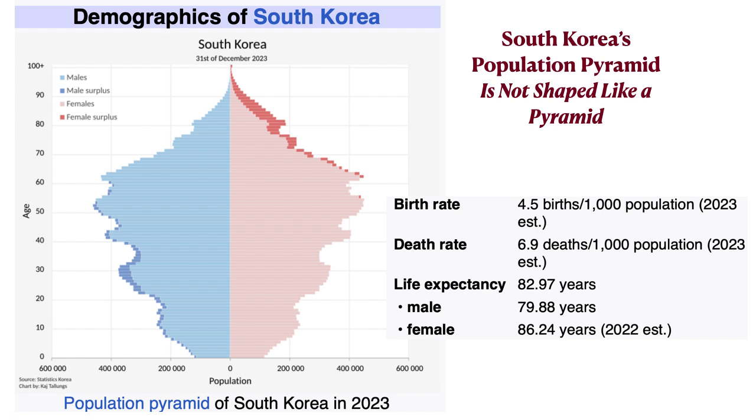And then you can see a large female excess at the upper ages because women outlive men in South Korea, as in most countries. And just note the difference between the birth rate, 4.5 births per 1,000 population, versus the death rate, almost 7.